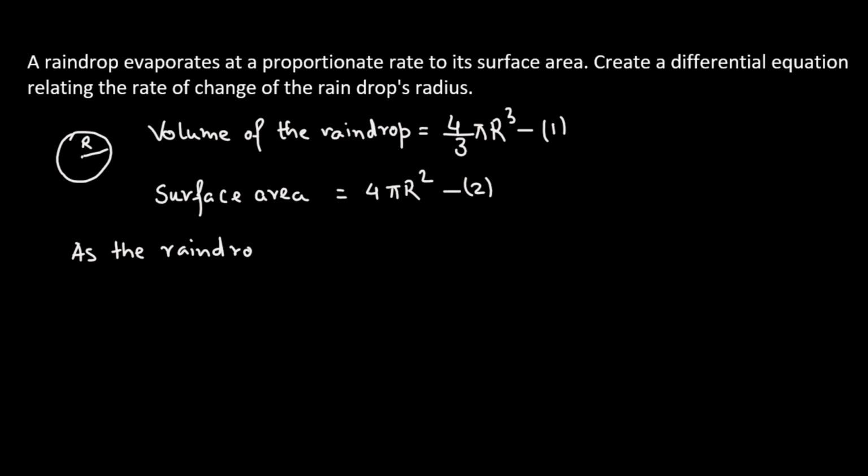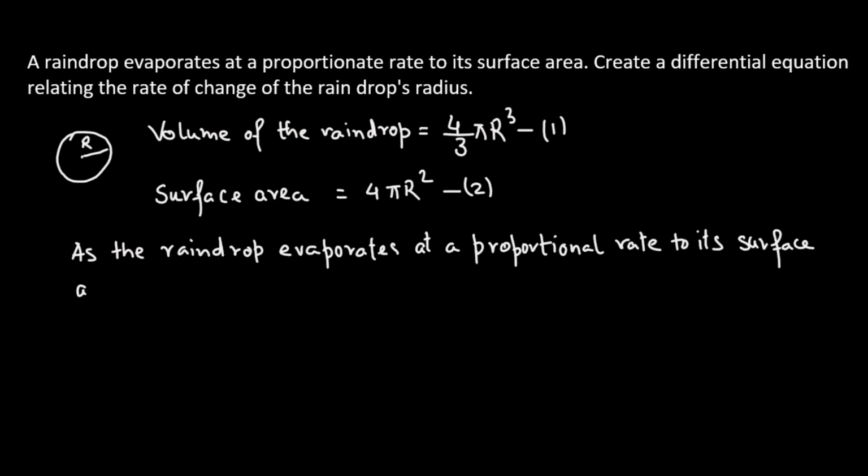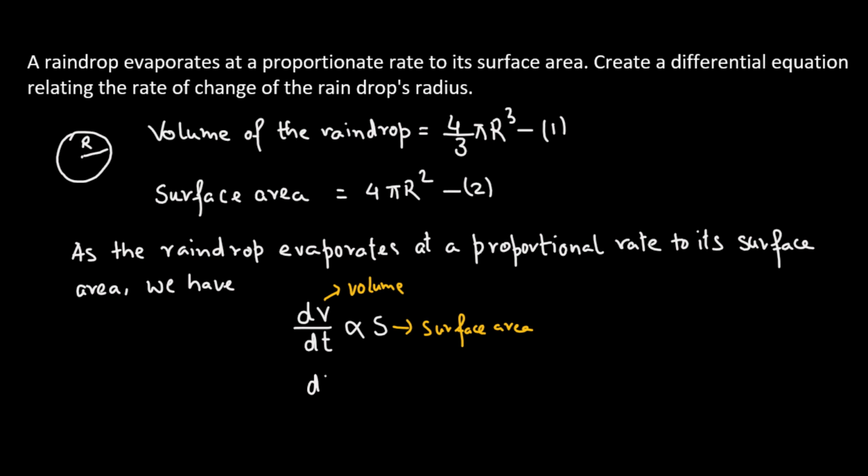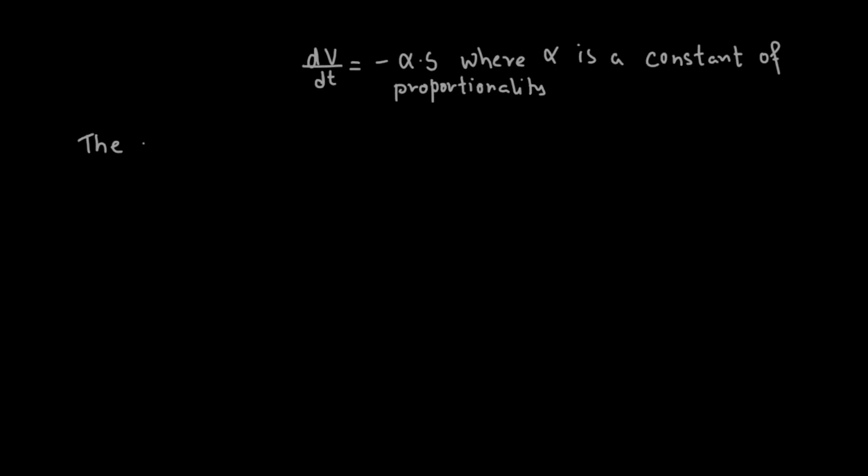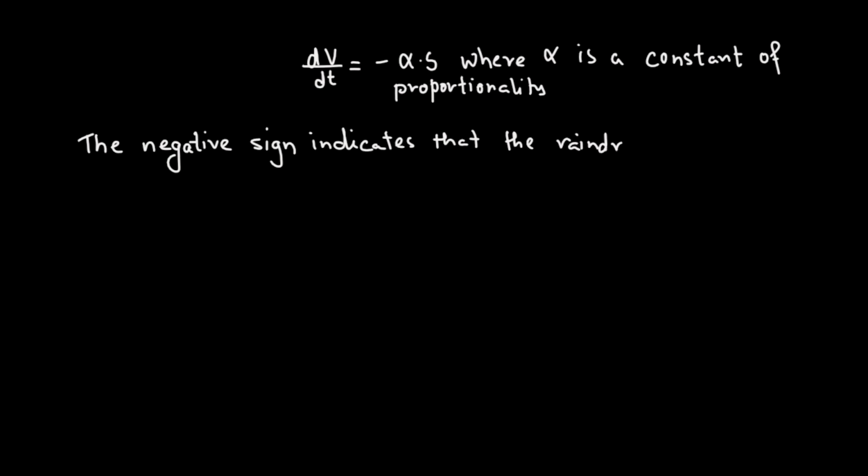As the raindrop evaporates at a rate proportional to its surface area, we have the rate of change of volume V directly proportional to the surface area S. So the rate of change of volume with respect to time t will be equal to negative alpha times S, where alpha is a constant of proportionality. The negative sign indicates that the raindrop is shrinking in size due to evaporation.